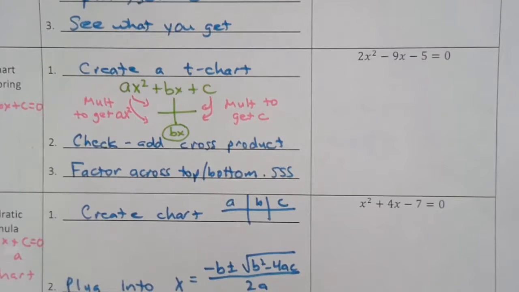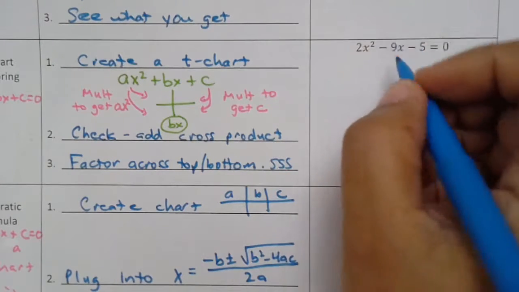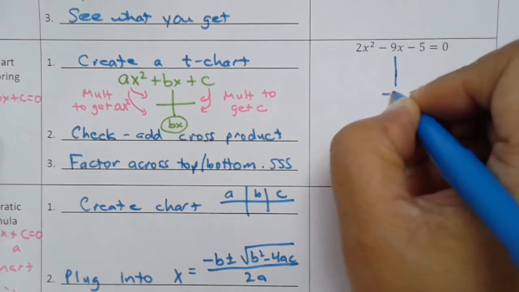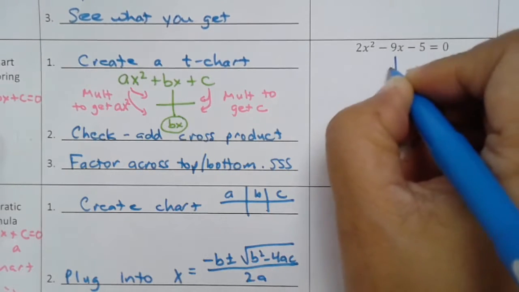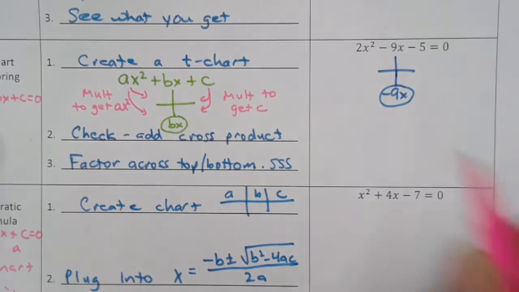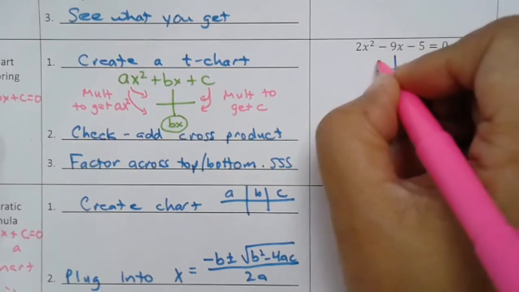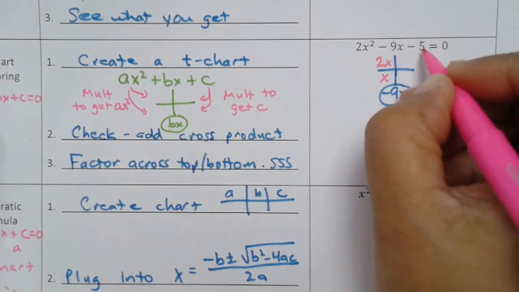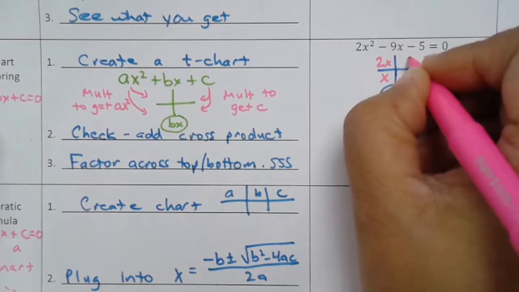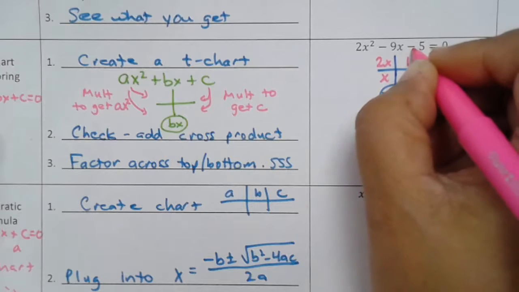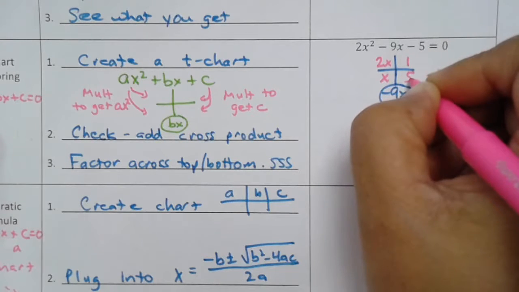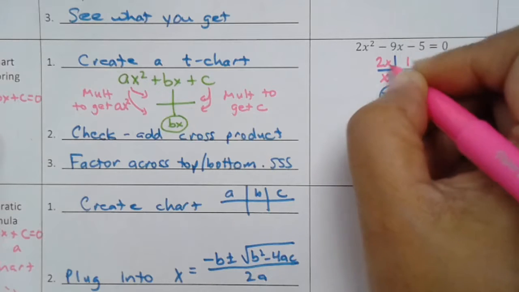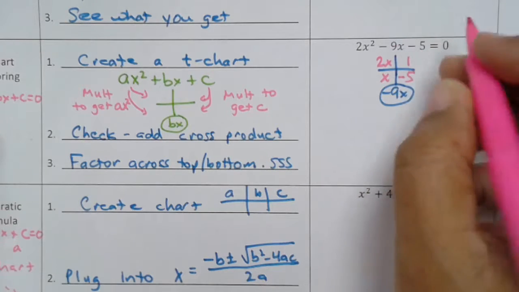All right, let's go ahead and do this problem. So I'm going to go ahead and do my t-chart. I'm going to drop down my negative 9x. And now I'm going to ask myself, what two things multiply to get 2x squared? Well, that's 2x times x. And then what two things multiply to get 5? 1 and 5. Now that's a negative 5, so one of these has to be negative. I'm going to go ahead and make this 5 negative because I know this is going to get me a negative 10, and I want that negative 9 there.